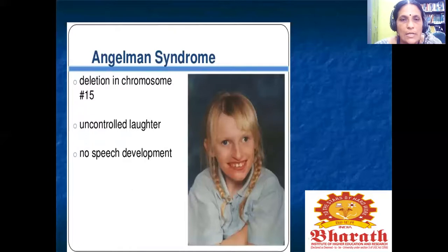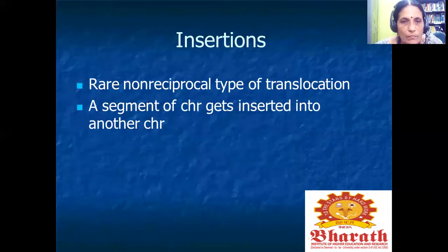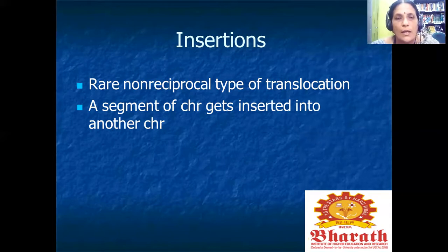The next one is Angelman syndrome. In this case, the deletion occurs in chromosome 15, and uncontrolled laughter is seen among its characteristics. There is no speech development in Angelman syndrome. The next type is insertion, a rare non-reciprocal type of translocation in which a segment of a chromosome gets inserted into another chromosome.